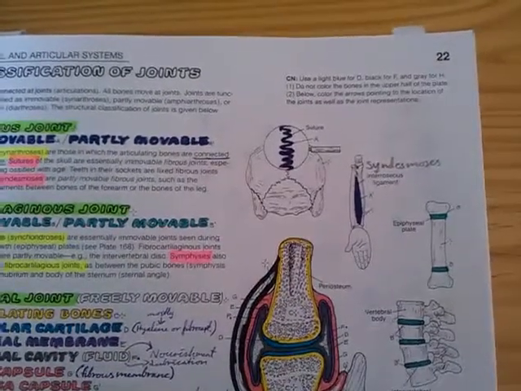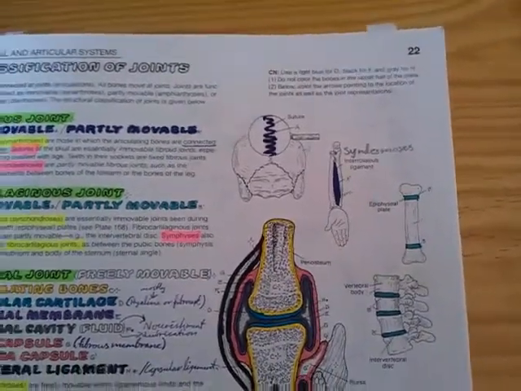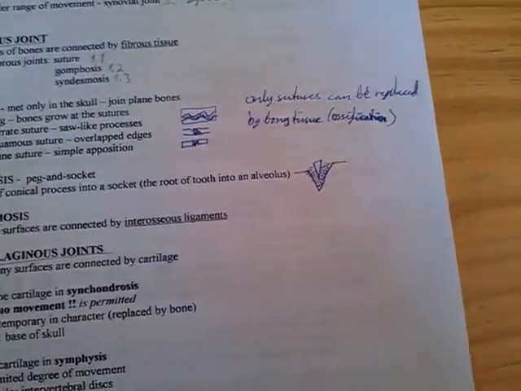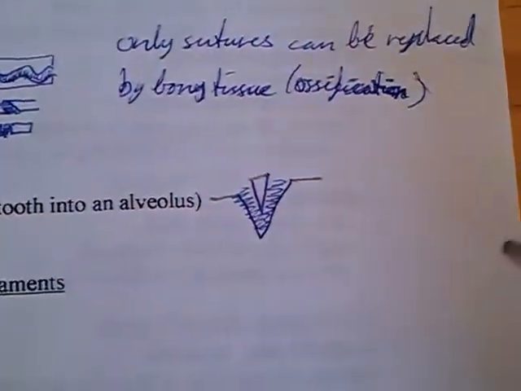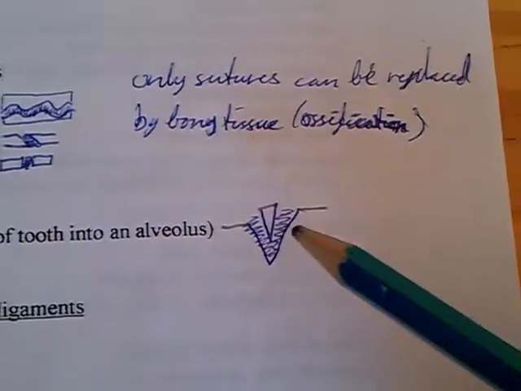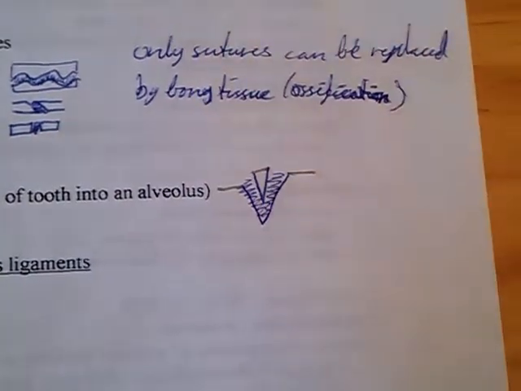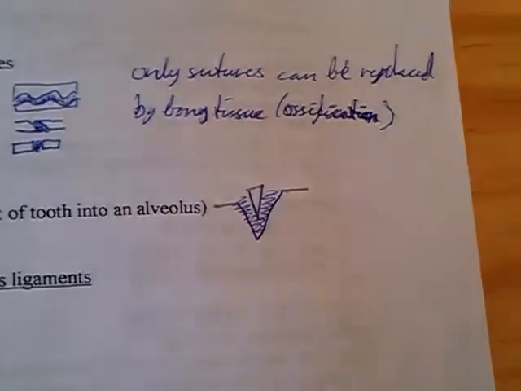The next type of fibrous joint is the gomphosis. It is like a peg and socket, like the teeth into the alveolus. It's a conical process into a socket.